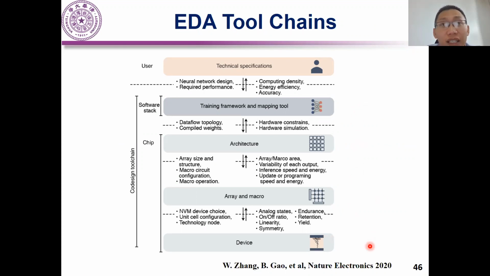In our recent review article in Nature Electronics, we propose a framework for the complete EDA toolchains from the user level to algorithm level, architecture level, macro level, and the device level. We also need to clarify the interface between each EDA tool. For example, the interface between device and array, between array and architecture, between the hardware and the software, and so on.